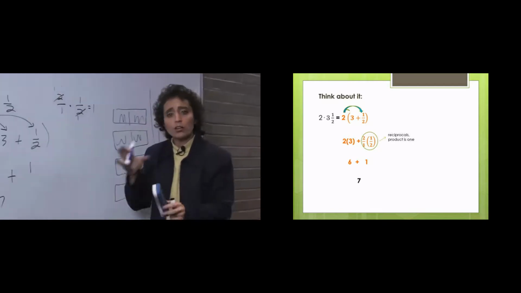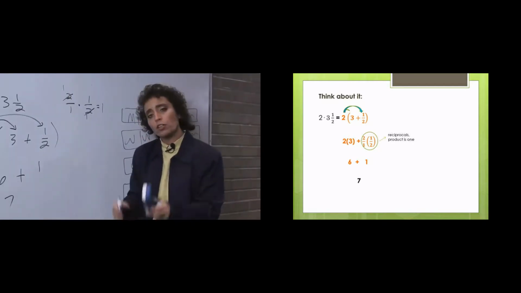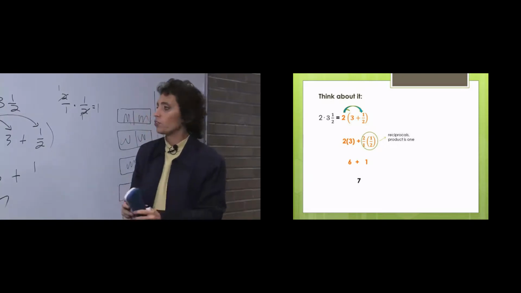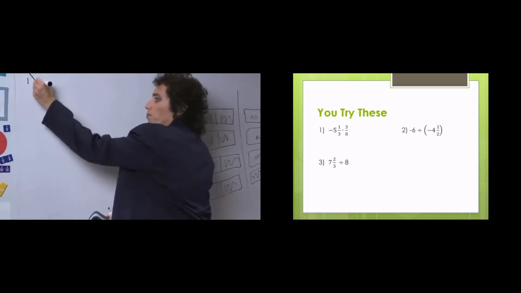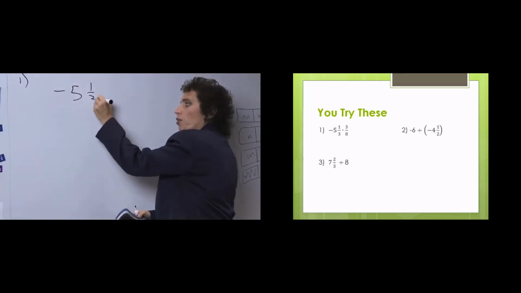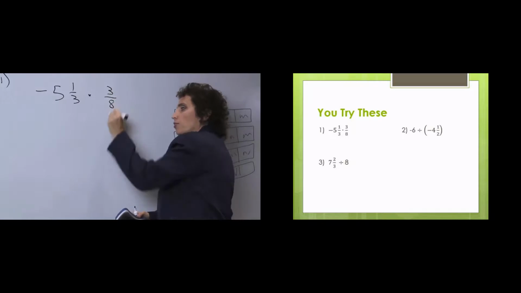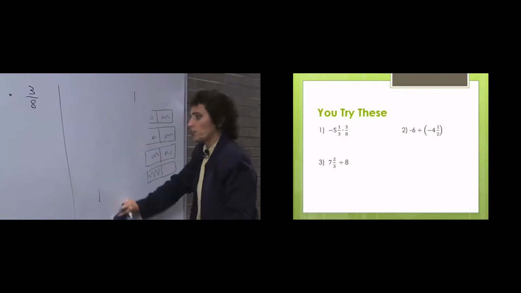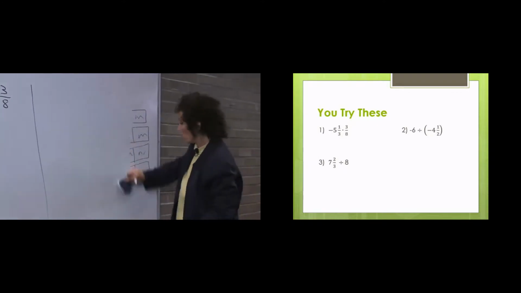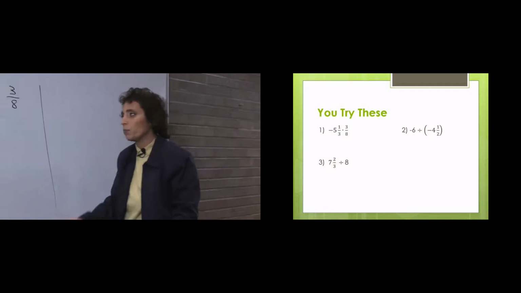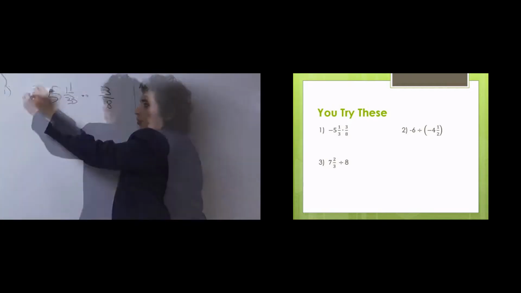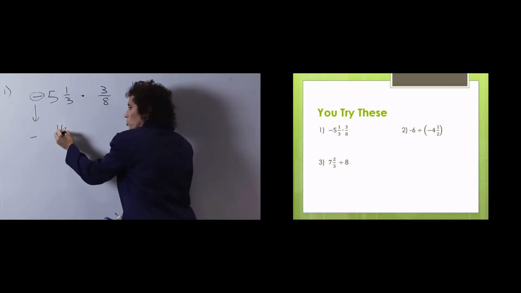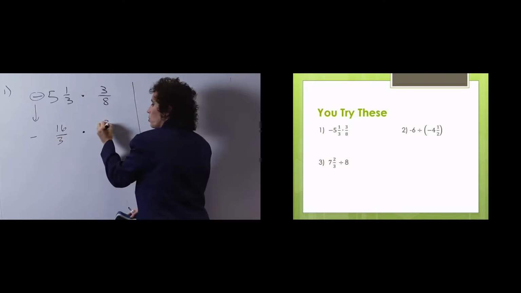However, here's what we're going to do. Anytime you're multiplying or dividing with mixed numbers, we're going to change the mixed numbers to fractions, and then we're going to multiply or divide depending on what it says. So let's try this and see. Okay, let's try number 1. Negative 5 1/3 times 3/8. Here's the deal. We have a mixed number times a fraction. We're going to change the mixed number to an improper fraction. Remember the sign, you just bring down. 3 times 5 is 15 plus 1 is 16/3 times 3/8.